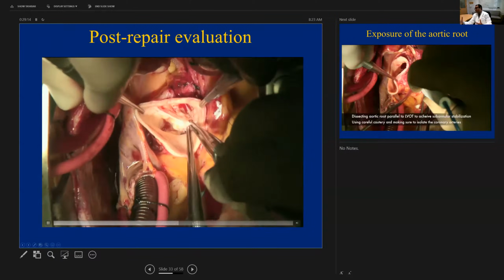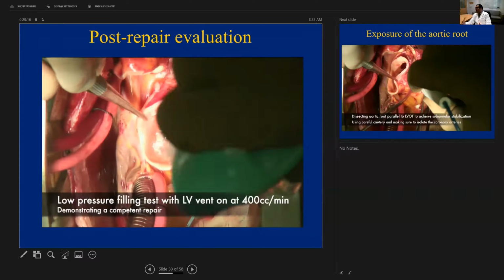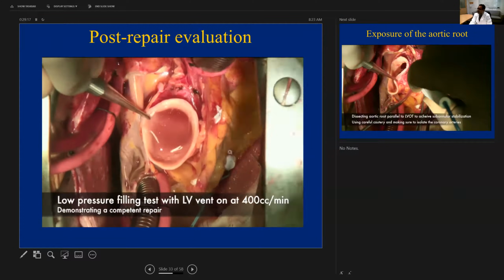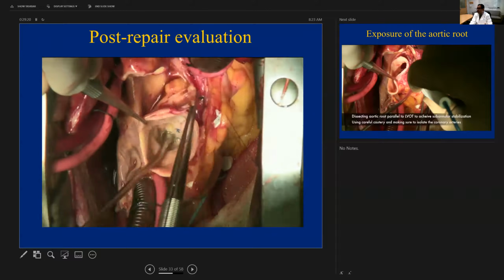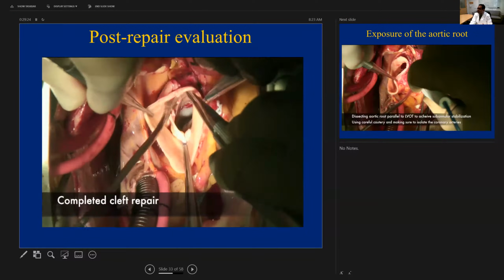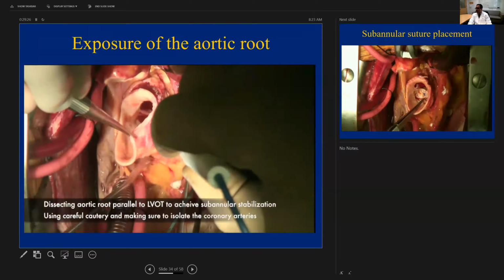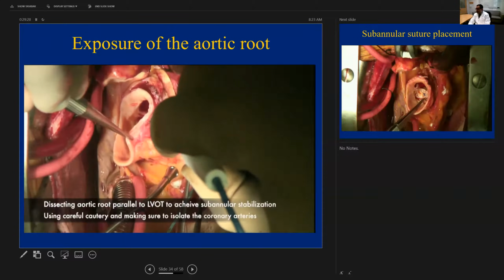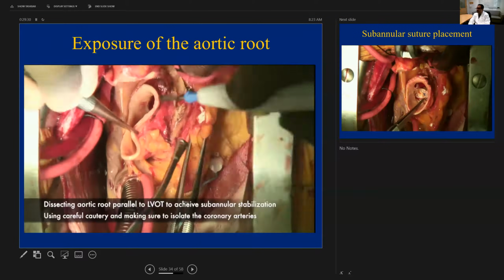So once we address this component, we've done the leaflet repair and we're happy with our result. The next thing to do is to stabilize the annulus and in fact reduce the annulus in this patient, because this is a valve that will billow over time if the annulus is not reduced. This is an example of an external subannular aortic ring.